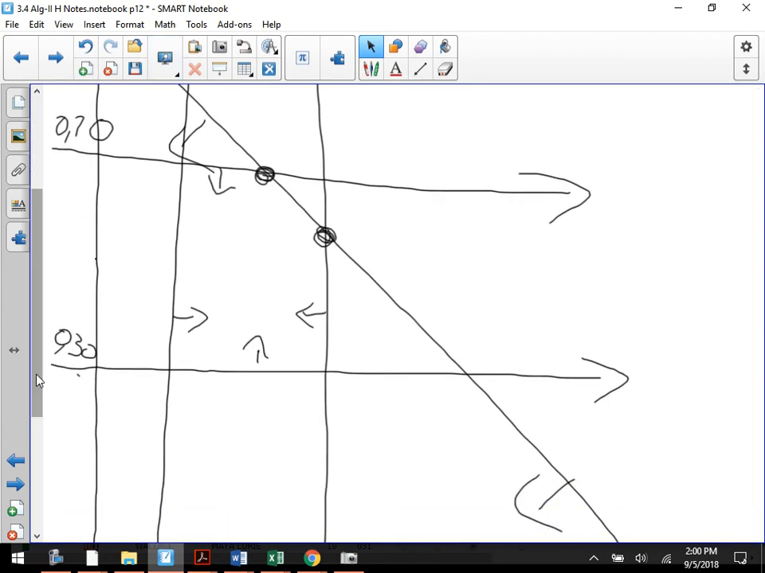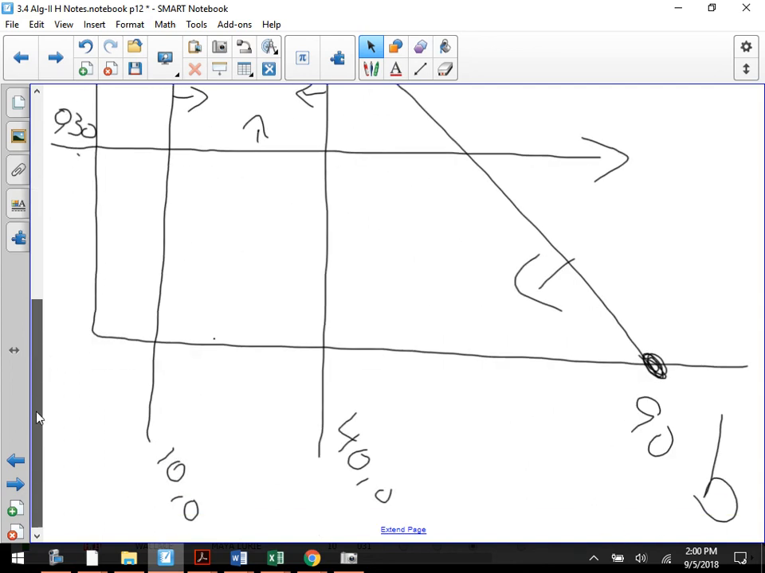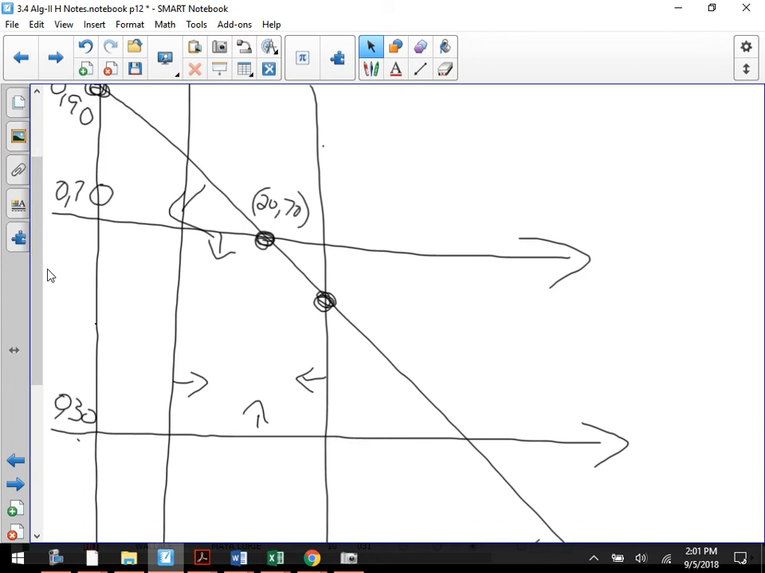So, horizontal line through 70. That horizontal line through 70 intercepts the line that had x and y intercepts of 90. X plus y equals 90. So if this is the y value for 70, what's the x value have to be? X plus y equals 90. 20. Okay. If this was the vertical one that was 40, that means the x value was 40. 40 plus what is 90? 50. It's really nice when it's vertical and horizontal.